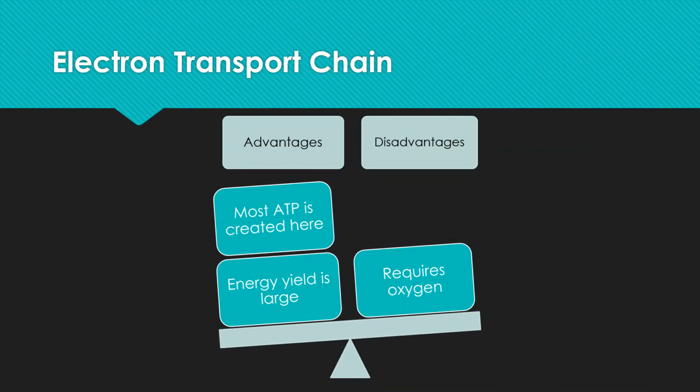Advantages of the electron transport chain are that most ATP is created here, and also that the energy yield is large. A disadvantage is that it requires oxygen.